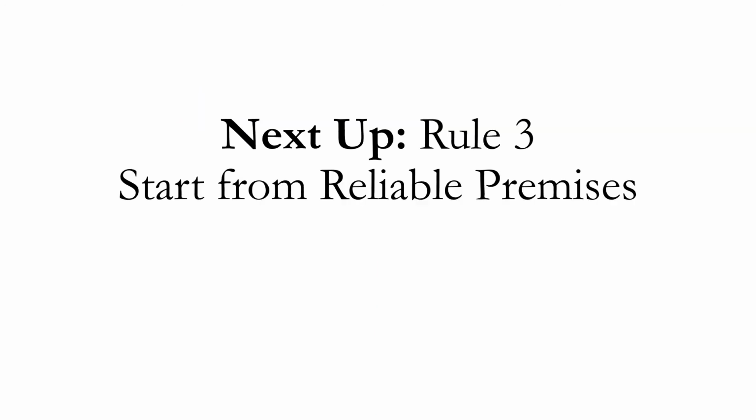Next up is Rule 3, start from reliable premises. This rule allows us to evaluate the premises of an argument to see how plausible they will be to the audience it's intended for.